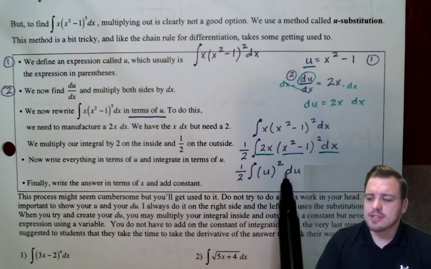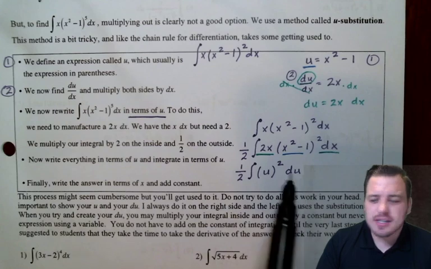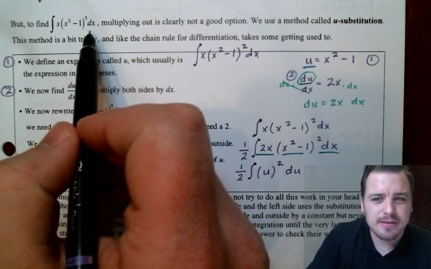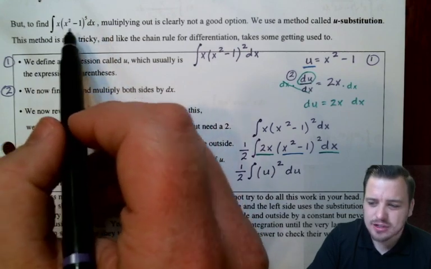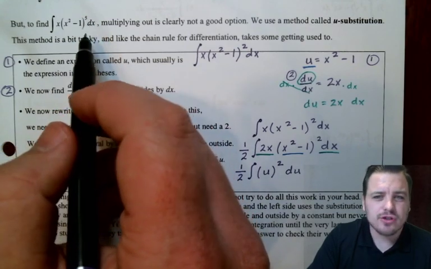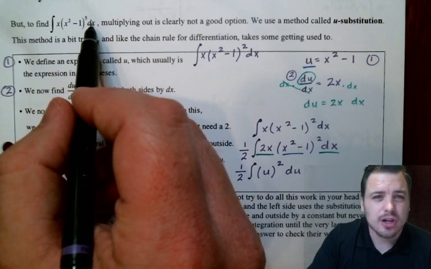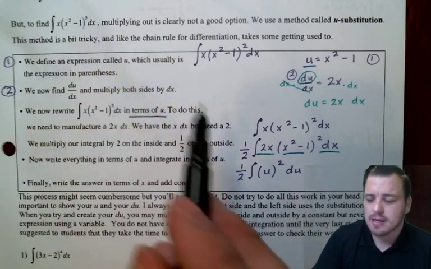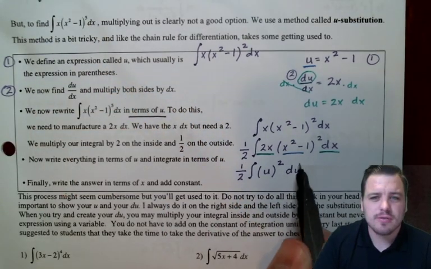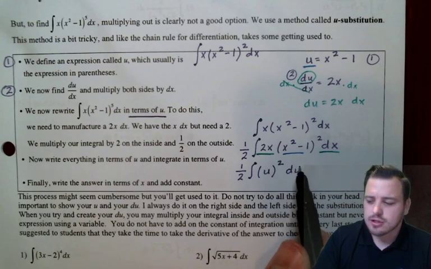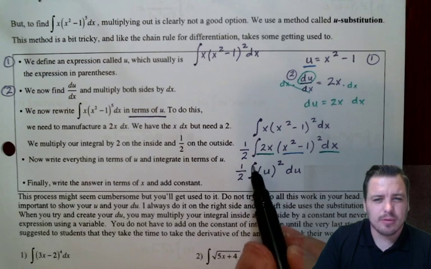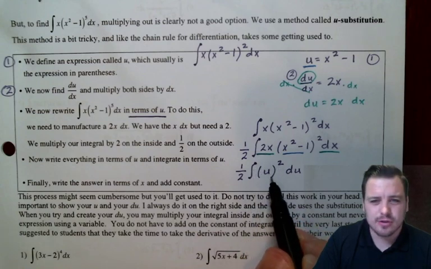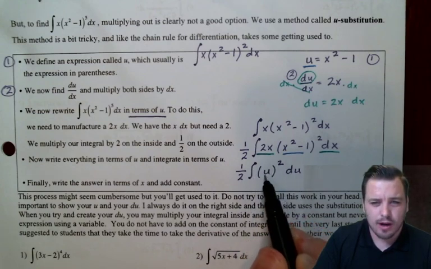Now remember, this du is just like the dx up here. It really is just the bookend. Remember how I said these two are the bookends? It's what you're solving it in terms of. Here we're solving in terms of x, but here we're solving in terms of u. So now I'm going to do the integral of u squared.